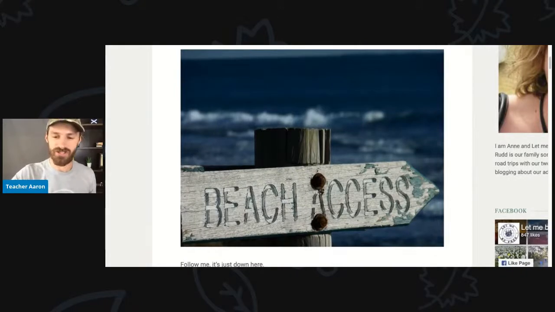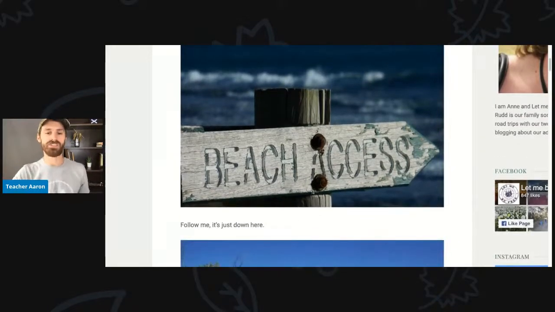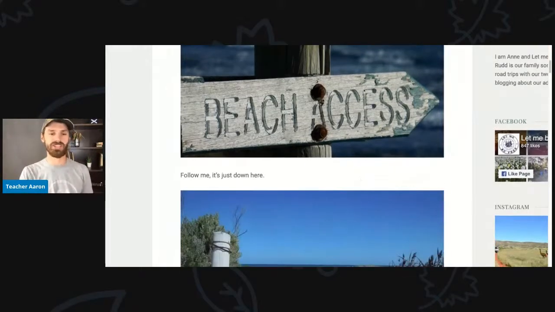Okay, the first picture is a beach access sign. Beach access means that you can get to the beach by going this way. You go this way to get to the beach. You can get there, so there's beach access.